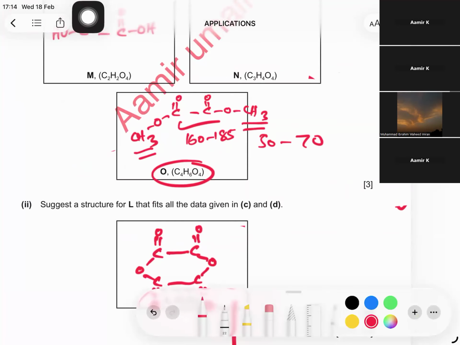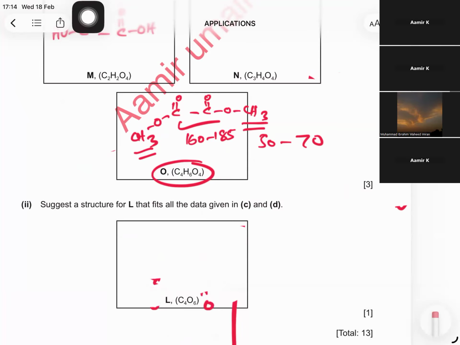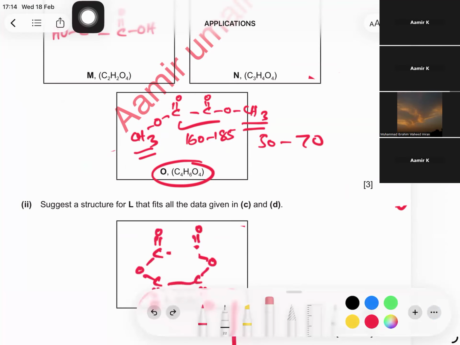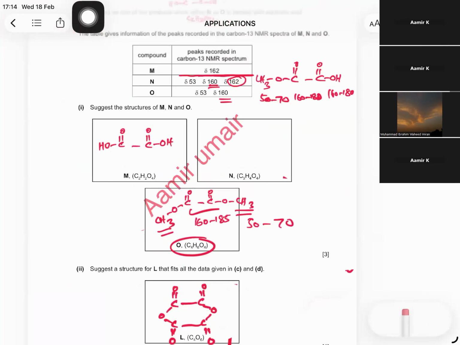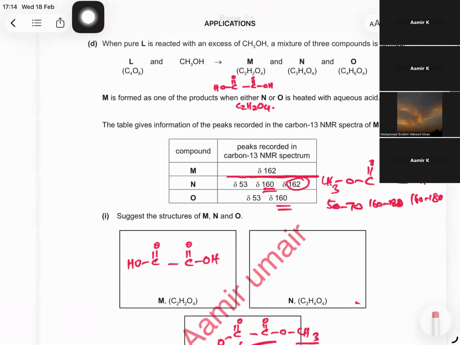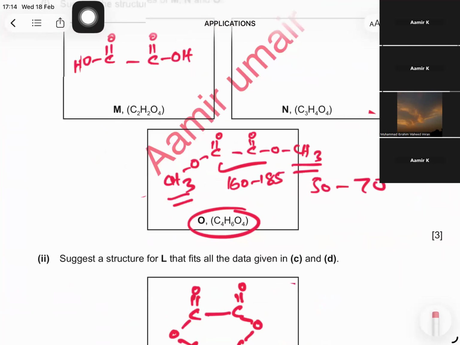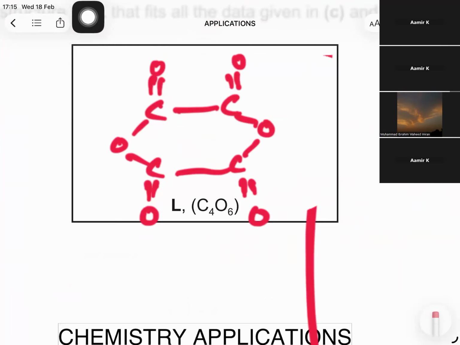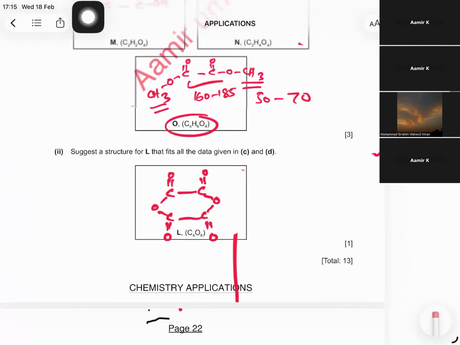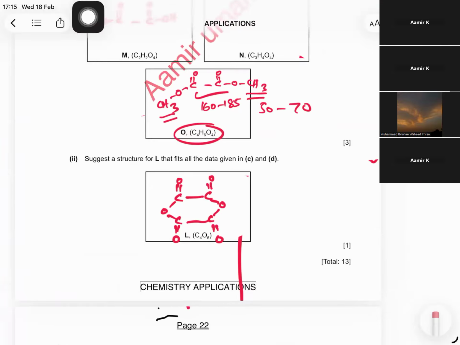The last one, L. Okay, I've already drawn the L here. Look, the L says C4H6. So this is how I have already drawn this. It's a cyclic ester, right? So all 4 in one chemical environment, right? There's 1 peak for this. This is the only possible option with 1 peak. Okay, so this is how we look at this. We'll continue this. This was actually a mixing of organic with carbon-13. Thank you very much.